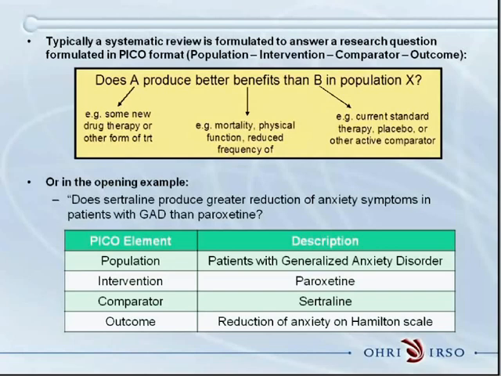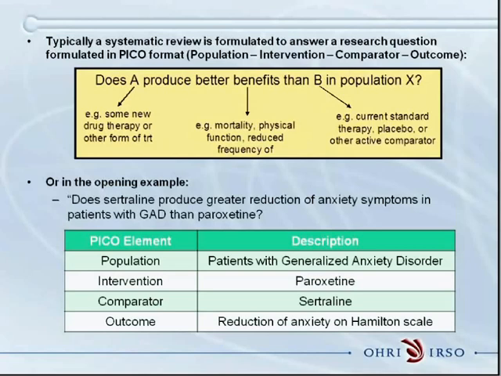So does treatment A produce better benefits than treatment B in some population of interest to us, which I called X? Drug A may often refer to the newer drug therapy. Perhaps it's motivating our review. We want to see how effective it is compared to other agents. B could very well be a current active standard available to us, but in the absence of an active standard, it might very well just be placebo or no treatment.